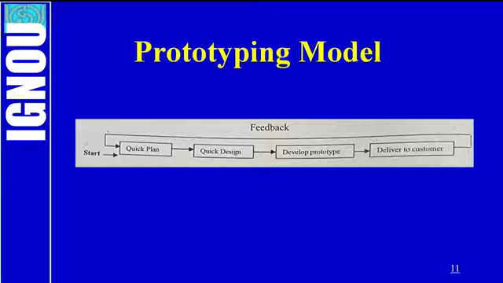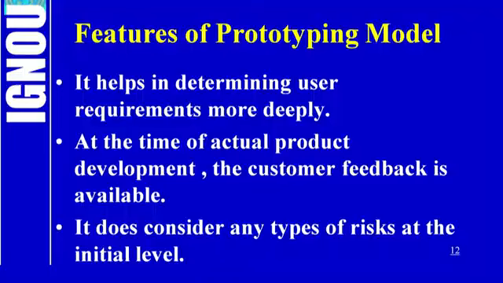So you can develop the prototype and then you deliver it to the customer, and the customer gives you feedback. Then again you plan for it, design it, and again develop a prototype. And like that, after the iterations, the final version of the software will be ready, and that will be delivered, and there will be no further feedback. This is called the prototyping model. The features of the prototyping model are that it helps in determining user requirements more deeply. At the time of actual product development, the customer feedback is available, and it does consider risks at the initial level itself.